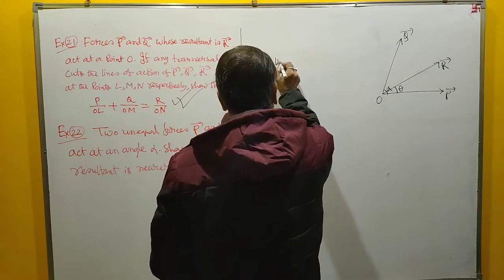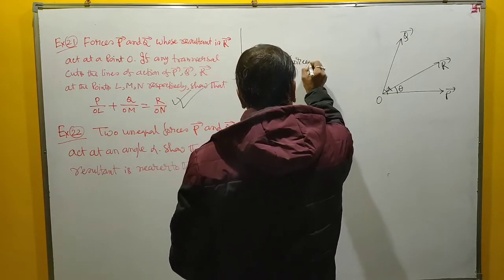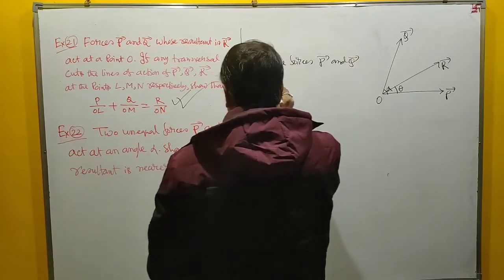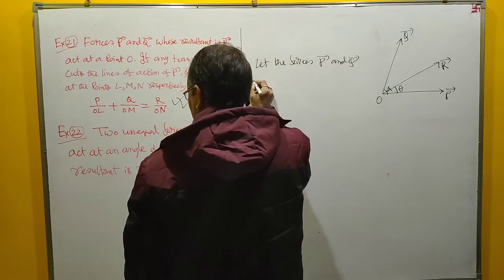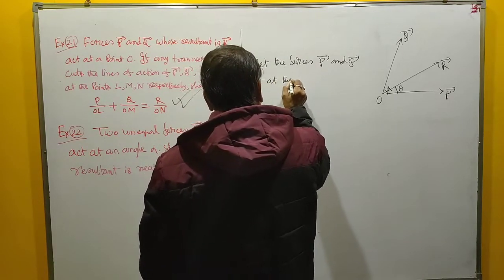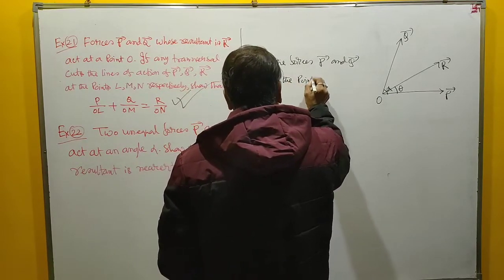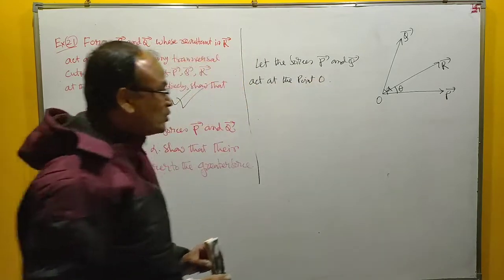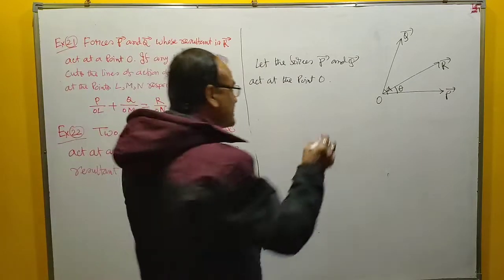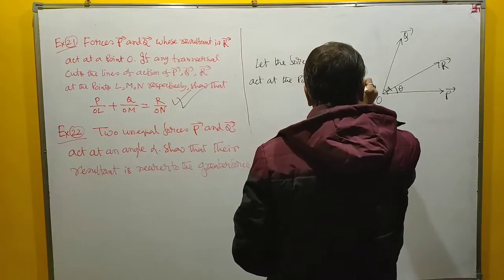Let the forces P and Q act at the point O. The angle between P and Q is alpha. Let alpha be the angle between the forces.